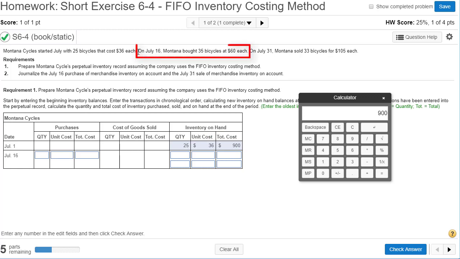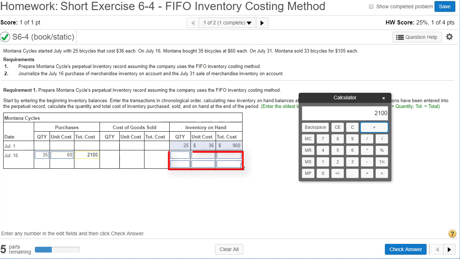Now on July 16th, they have some purchases. Montana bought 35 bicycles at $60 each. So we're going to bring down the 35, bring down the 60. That gives us a total cost of 35 times 60 is $2,100.